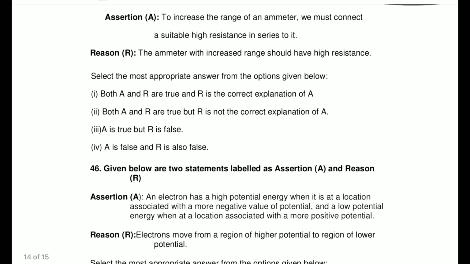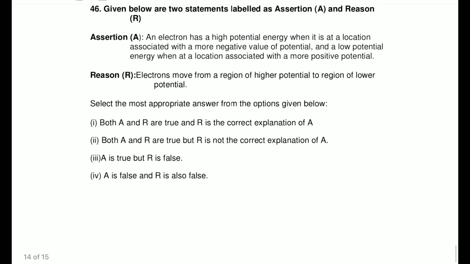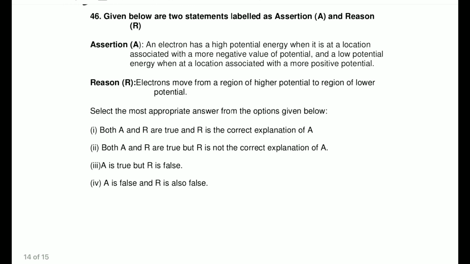So let's see: both A and R are true and R is the correct explanation. No, this is wrong. Both A and R are true, but R is not the correct explanation. Again wrong. A is true, but R is false. Again wrong. A is false and R is also false. Yes, this seems right. Both the statements are false. Your assertion is false and the reason is also false. Okay, let's move to question number 46.